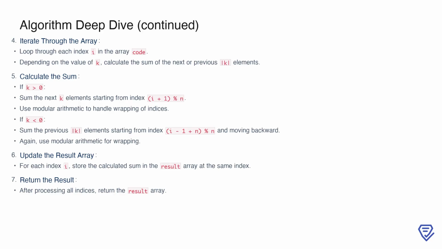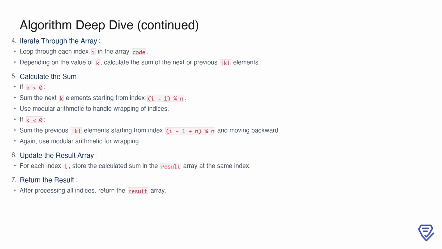To compute the transformed values, we loop through each index i in the array code. At each step, we calculate the sum of either the next k elements if k is positive, or the previous k elements if k is negative. The calculation of these sums relies on modular arithmetic to handle the wrapping of indices due to the circular nature of the array. For k greater than 0, we start from the index (i + 1) % n and sum the next k elements, ensuring that we stay within bounds.